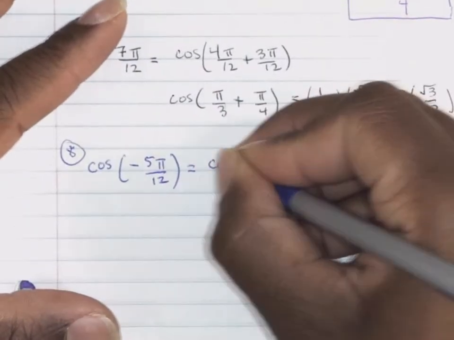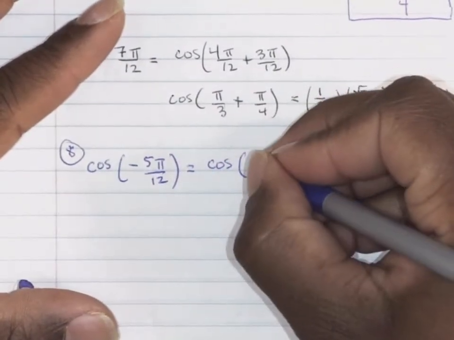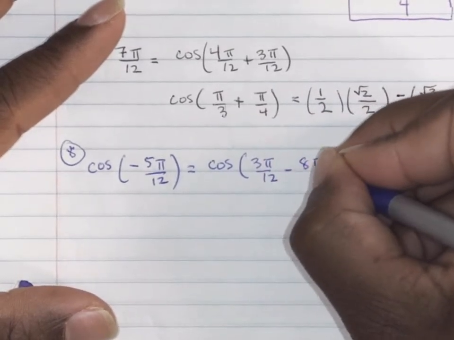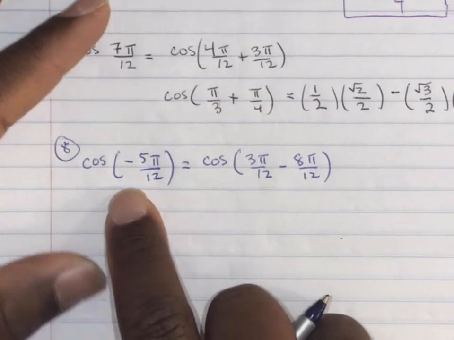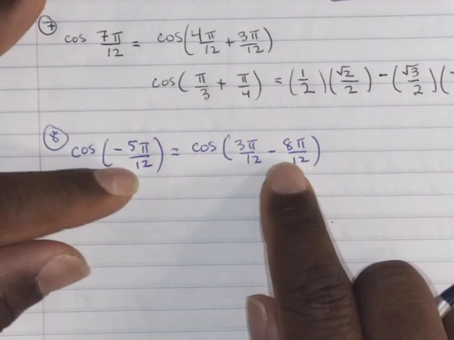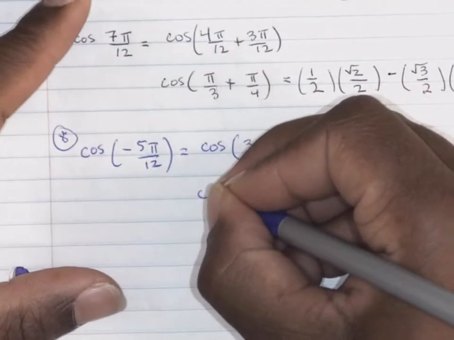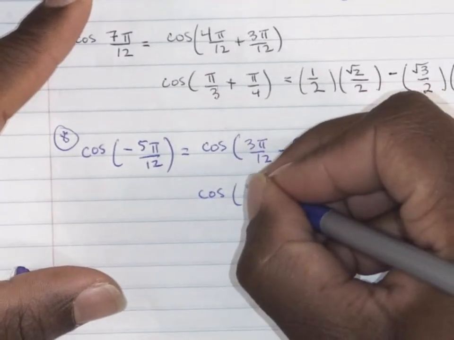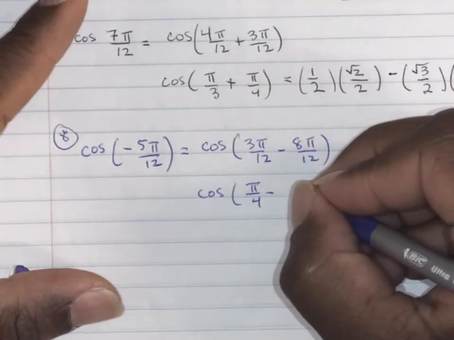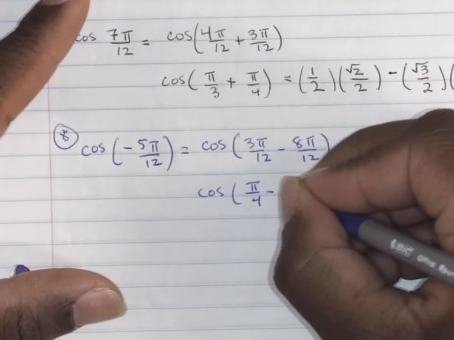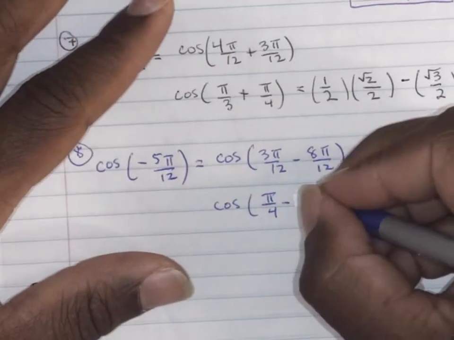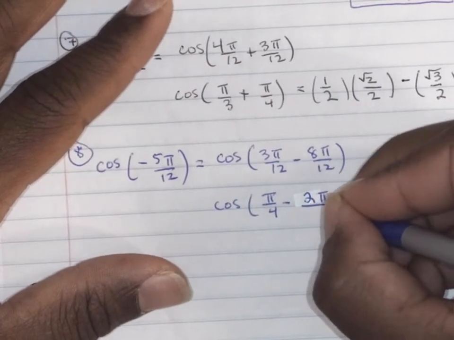So we'll do cosine of 3 pi over 12 minus 8 pi over 12. So how we get negative 5, the 8 needs to be the one subtracting to give me a negative number. And this is really pi over 4 minus 2 pi over 3. Not 3 pi, 2 pi.